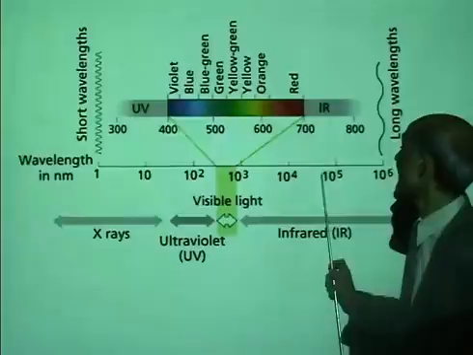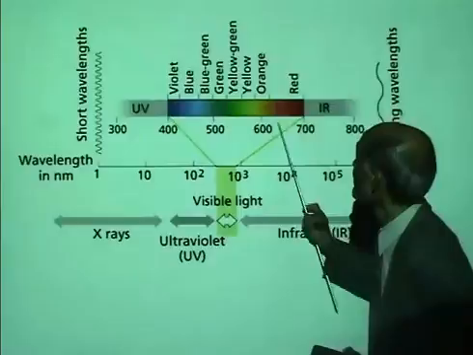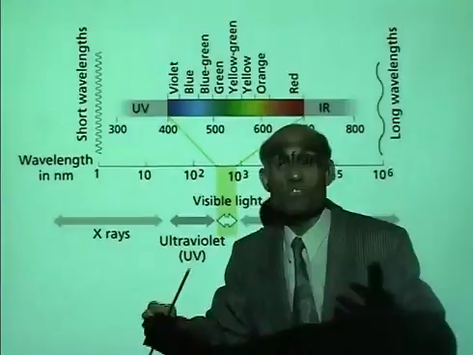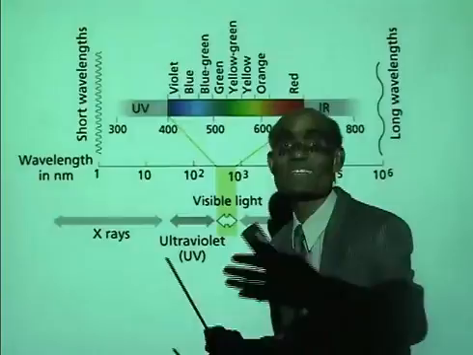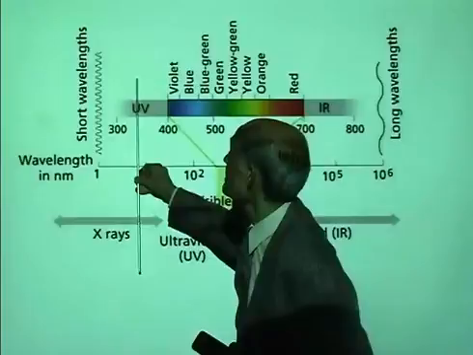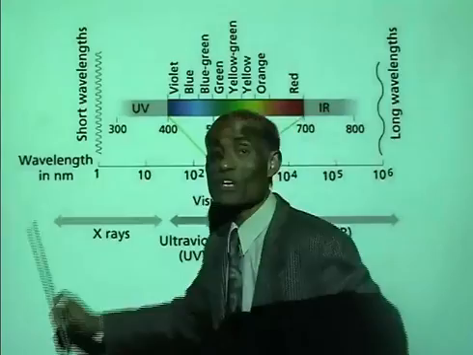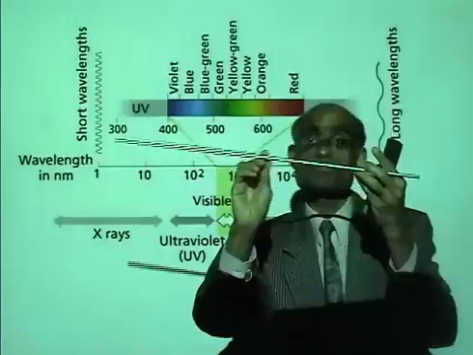Now, come down, you have visible light, and look at the visible light. Visible light is made up of so many colors, and each color has a different wavelength and frequency. And after that, you have ultraviolet, X-rays, gamma rays. They are very short waves and very high energy waves. So all this electromagnetic radiation is actually coming from the sun. When you heat this rod, it will emit all kinds of radiation.